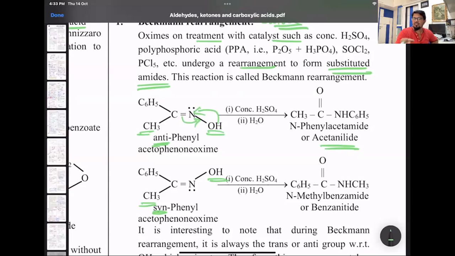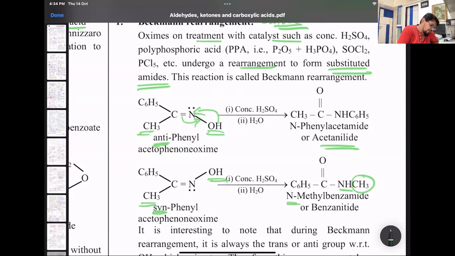Same way if it is syn, then in that case, what will happen? C6H5 is there, the H comes, then we have a different arrangement. Phenyl comes on this side. So it becomes N-methyl benzamide. Because in amides, the naming is such where N-methyl C6H5CONH, you have replaced one of the H and put a methyl group. That's why we use nitrogen to name the compounds.